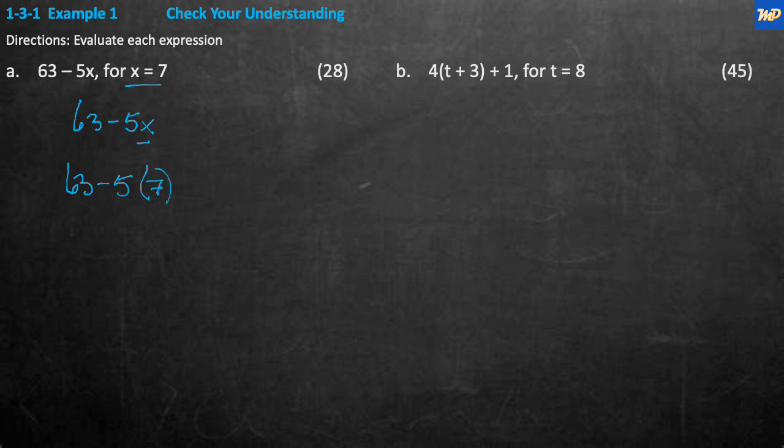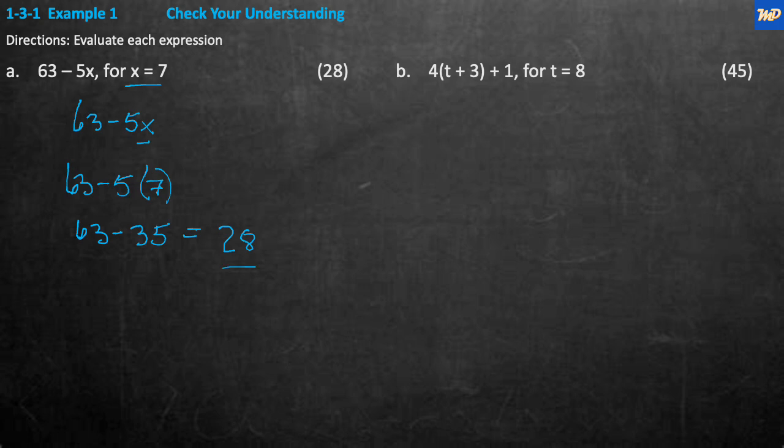Now we found all the x's, there's only one, and we've replaced it with a 7. According to the order of operations, we do the multiplication and division first before the addition and subtraction. So 5 times 7 is 35. Now we can do the final subtraction, it's all that's remaining. 63 minus 35 is 28.